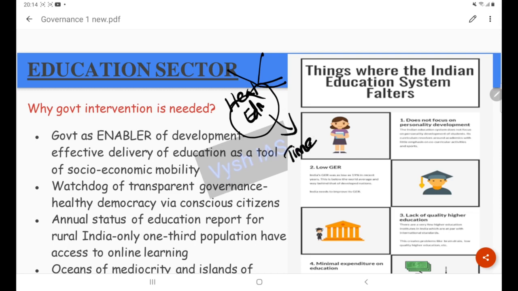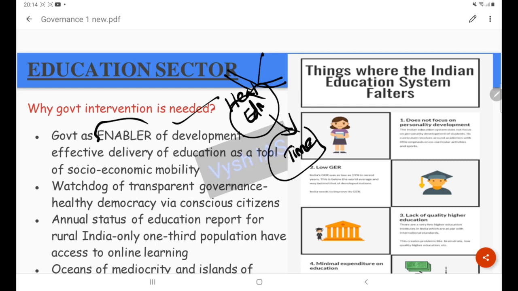After practicing a large number of questions, you will get which approach will match a given question. For the health sector, that approach was good. For education, the timeline approach will be good. That comes with practice. So firstly, why is government intervention needed?